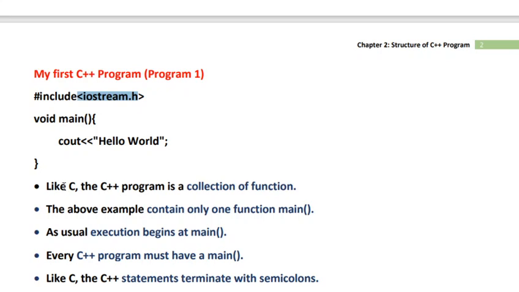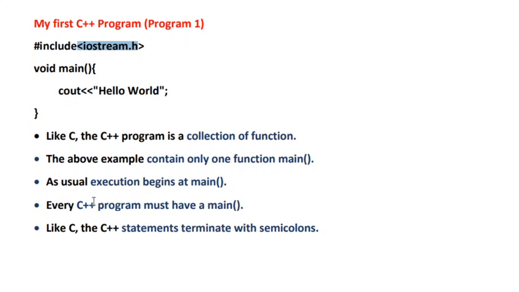So here just see, like C, the C++ program is a collection of functions. So the above example contains only one function, that is main. As usual, execution begins at main. Why does execution begin at main? Because, listen to me carefully, execution begins from main because main itself refers to the address of the function definition in memory. Main itself is a pointer value. So here main is nothing but the address of the function main.